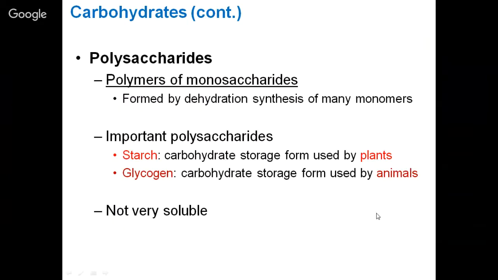Then polysaccharides. Polysaccharides, of course, are the polymers of the monosaccharides. They are also formed by dehydration synthesis of many monomers. And the common ones that you encounter would be starch and glycogen. Starch is a polysaccharide commonly found in plants. It is the storage form of carbohydrates for plants, and glycogen is found in animals, and that is the storage form of carbohydrate in animals. And these are not very soluble because of their big, large structure.